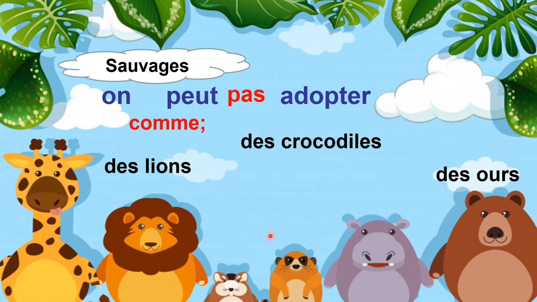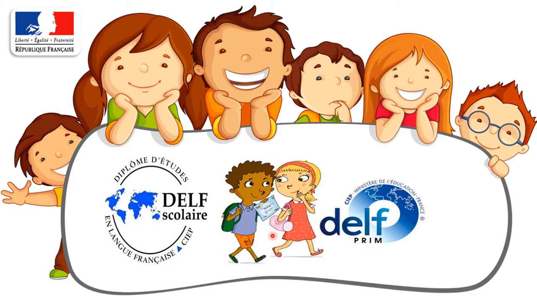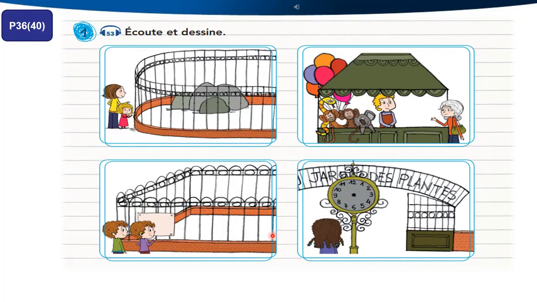Donc, on peut dire maintenant. We have animaux domestiques et animaux sauvages. Animaux domestiques, on peut adopter. Animaux sauvages, on ne peut pas adopter. And this, inshallah, next week we discover what difference between les phrases and how we can do it at a negative form, inshallah. So now with some exercise from the book.